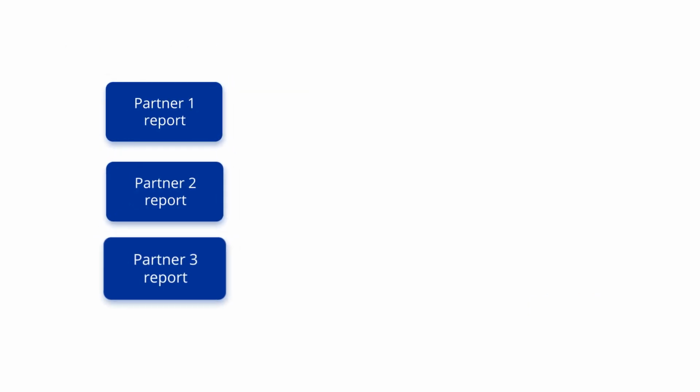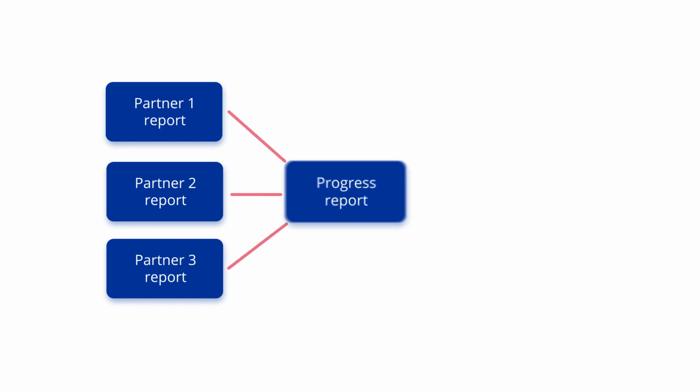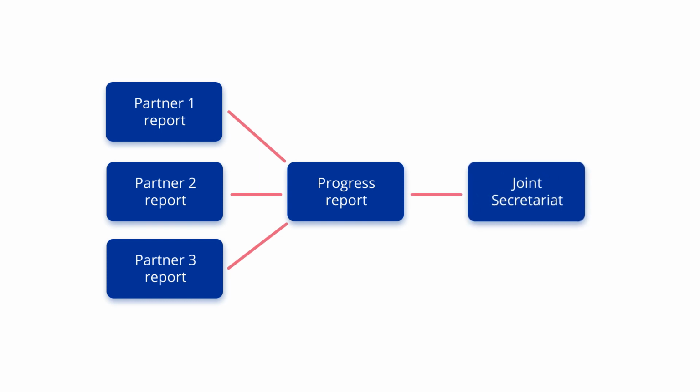Following the lead partner principle, project partners fill in their reports and submit them to the lead partner. The lead partner is responsible for combining all the partner reports into a single progress report that is submitted to the joint secretariat. It is important that both the lead partner and partners include all required information in their reports. The joint secretariat does not read individual partner reports, but only the project progress report.